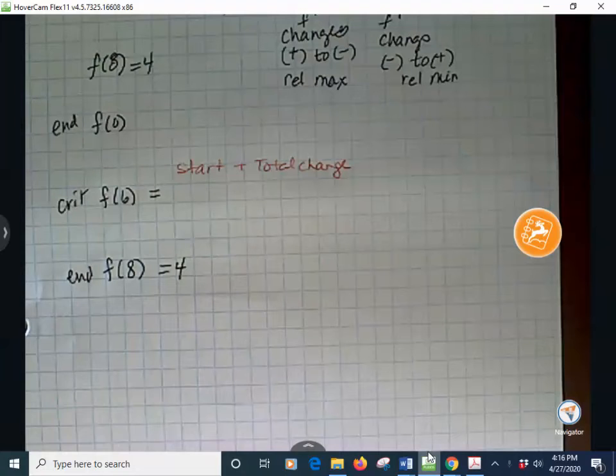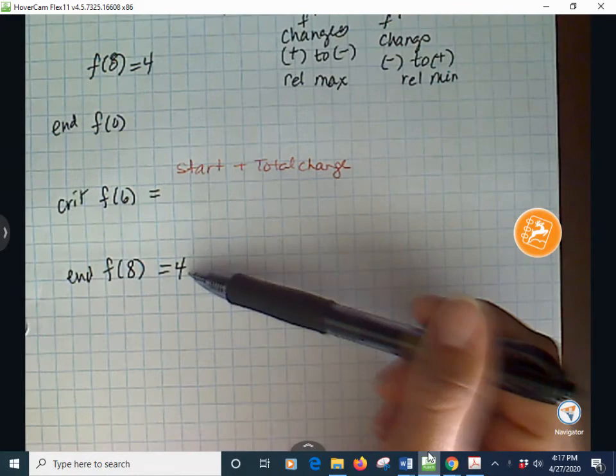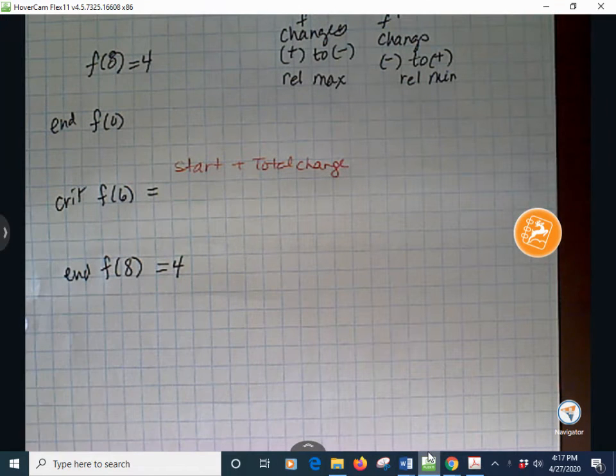So we're back. Now, if you remember start plus total change, that's essentially what we're going to need here, okay? Because we have the derivative and we have a starting value. But the problem is our starting value is actually at the end of our interval. So let's just revisit start plus total change, okay?